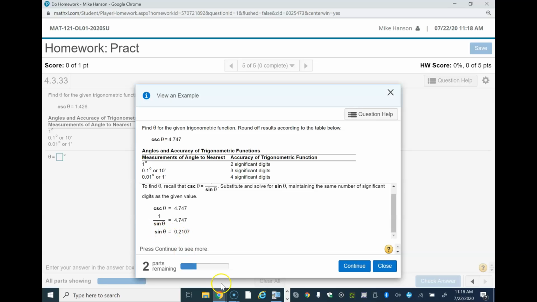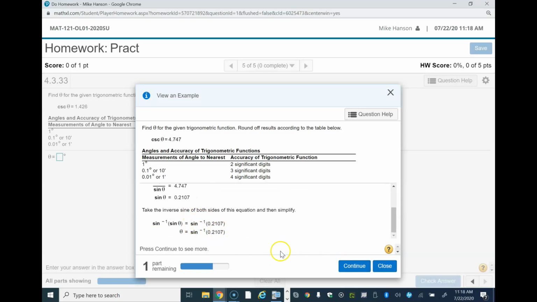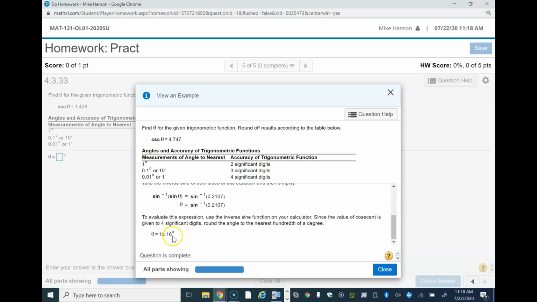So that's why they have the sine left by itself, and then we have 0.2107 on this side. Now we're trying to find the angle again, so we're going to take the inverse sine of both sides. Once we do that, we get 12.16. For this one, we want to round to 4 significant digits. The reason we're rounding to 4 significant digits is because of what the given is. We have to look up here and figure out how many significant digits this is: 1, 2, 3, 4. This given part is in 4 significant digits, so our answer needs to be in 4 significant digits.